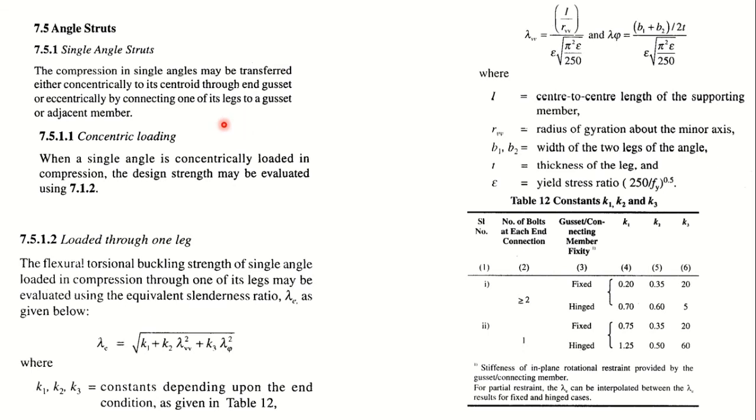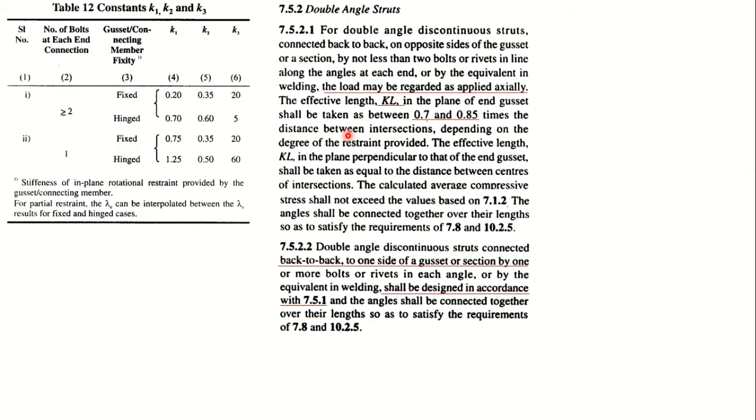This was about the single angles. We may also have double angles in the trusses, that is, when angles are attached together, either back to back or with the two legs together. When you have double angles, the load may be considered to be applied axially. This is 7.5.2, about double angle struts. There may be a single angle strut or a double angle strut. In case of a double angle strut, the load has to be considered as applied axially. That is the condition.